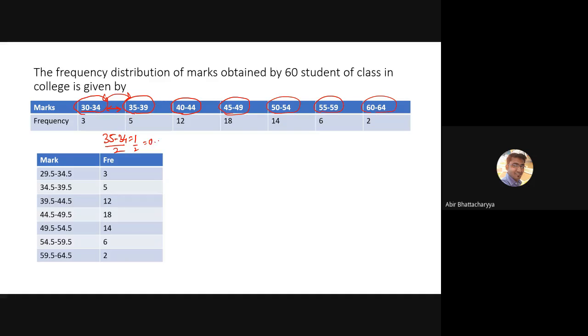So it's going to be 0.5. Remember, every time we have to add 0.5 to the upper limit and subtract 0.5 from the lower limit. This is the task we have to do so that we can make our intervals in a convenient manner. So 30 is the lower limit; we subtract 0.5 from 30 and get 29.5.